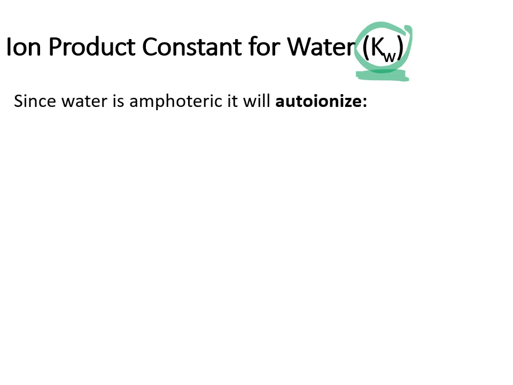So we know water is amphoteric. So one of the neat things that it does is it autoionizes. So if you had a bunch of water sitting in a jar, you're going to have some water molecules, and because they have the ability to both donate protons and accept protons, some of them will have done that.